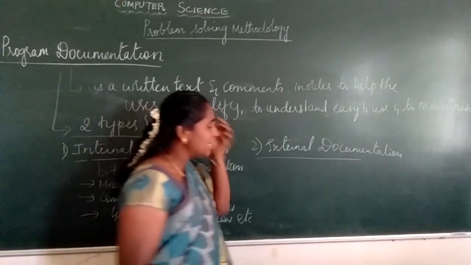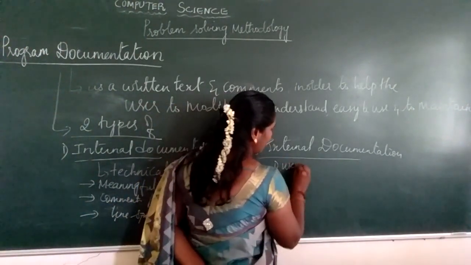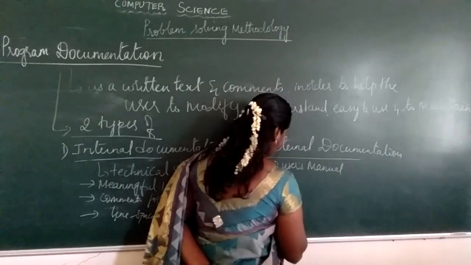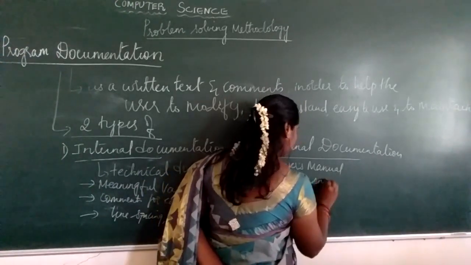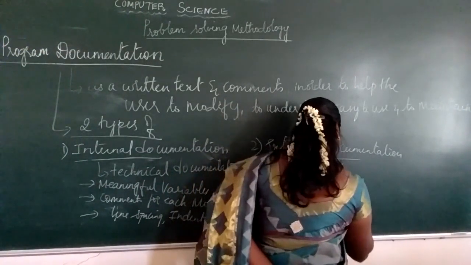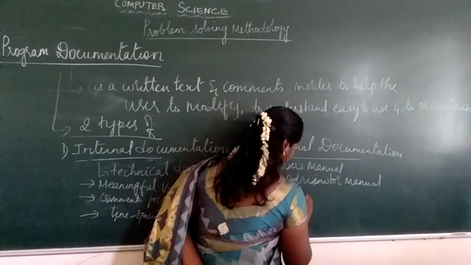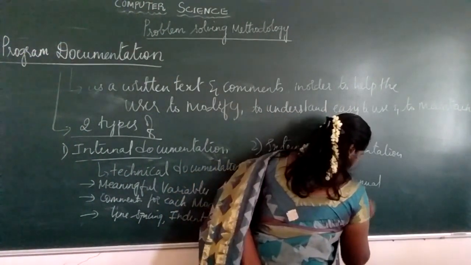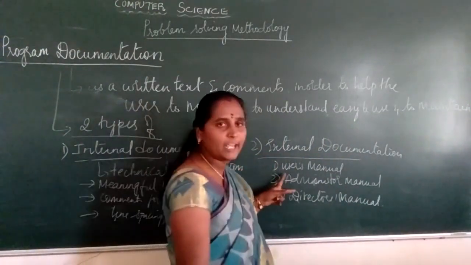Whereas external documentation has three types of documents. One is the user's manual. The second one is your administrative manual. The third one is your director's manual. See, in your external documentation, you have three types of documents.